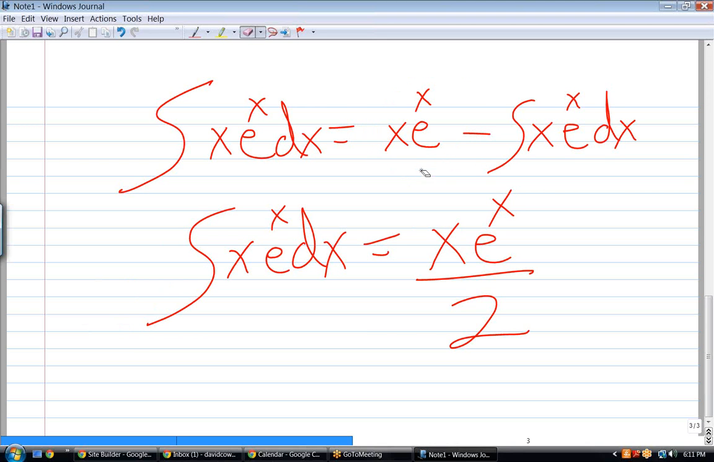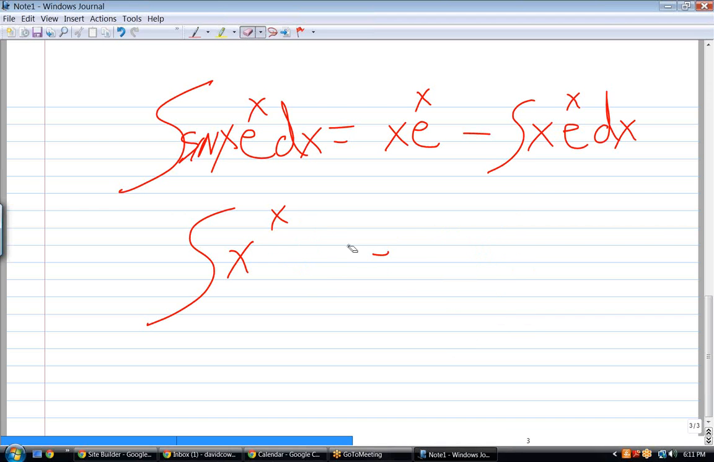Isn't that cool? And that is something that, if they make it complicated enough, and usually what it involves is sine x e to the x, something like that, where you do 2 iterations. After the second iteration, the last part of it is sine x e to the x, and that's where you use this technique. You may or may not have any that require that process.